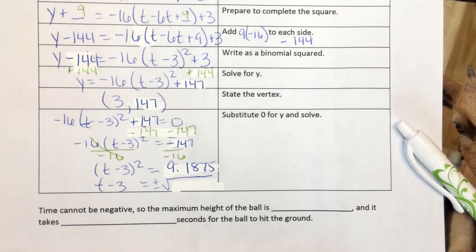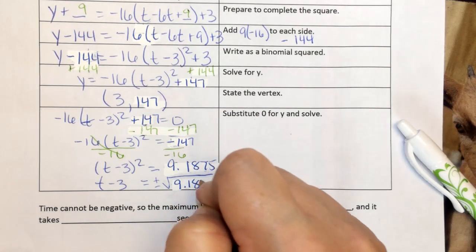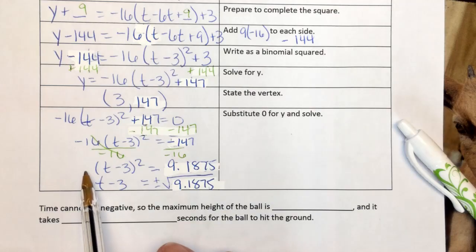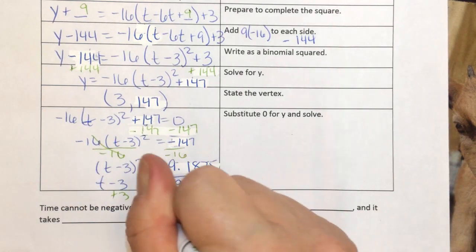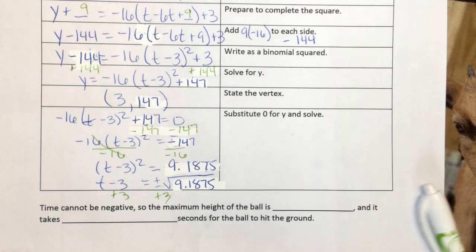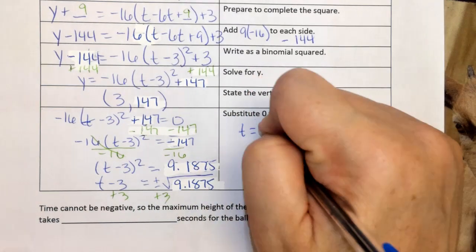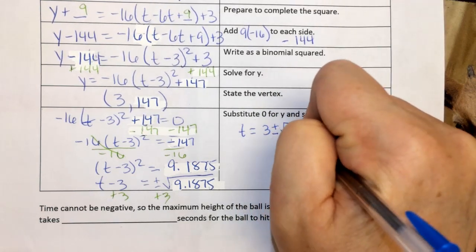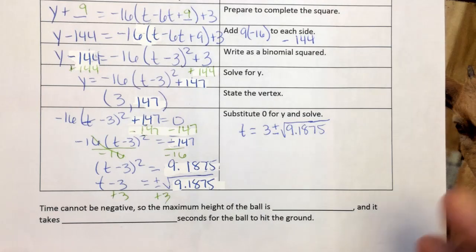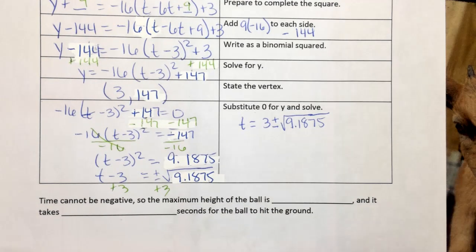9.1875. All right, so we're going to find the square root of that, 9.1875. But we need to get rid of this 3, so remember we're going to add the 3 to both sides. And we have t is equal to 3 plus or minus the square root of 9.1875. So that is our solution.